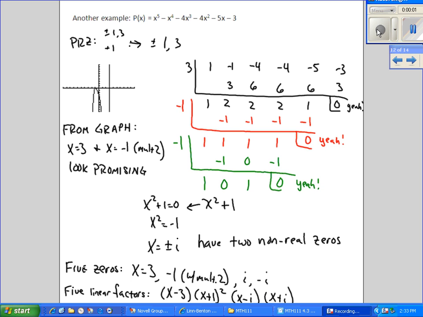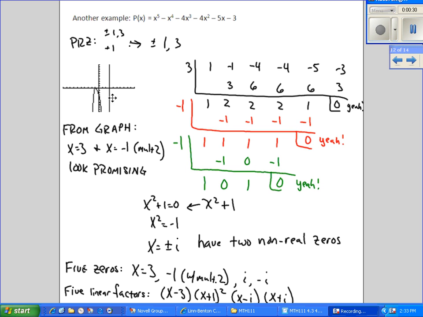Let's run through a few more examples. Practice makes perfect. So this time we've got a fifth degree polynomial, so we should have 5 zeros and 5 factors by the time we're done with this. The list of possible rational zeros is quite short. The constant is a 3, so the only factors are 1 and 3. The leading coefficient is a 1. The only factor there is a positive or negative 1. So plus or minus 1 and plus or minus 3 are our possible rational zeros.